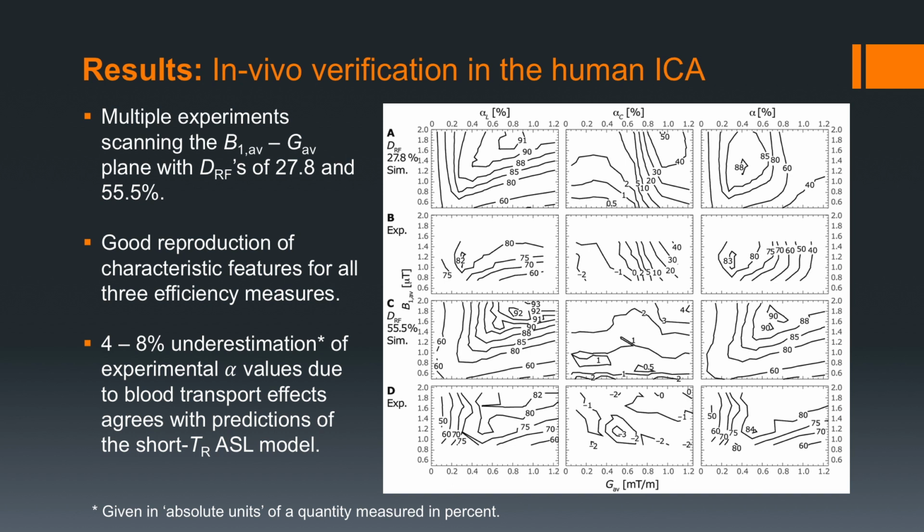The characteristic features of all 3 efficiency measures could be reproduced, especially the edge of alpha C at the low DRF and the independence from G average at high DRF. It leads to a broad plateau of high alpha values, see at the bottom, whereas to a tiny G-average range with higher alpha values, see at the top. The comparison between simulations and experiments shows an underestimation of experimental alpha values of 4 to 8% due to blood transport effects. However, they agree quite well with the predictions of the short TR ASL model.